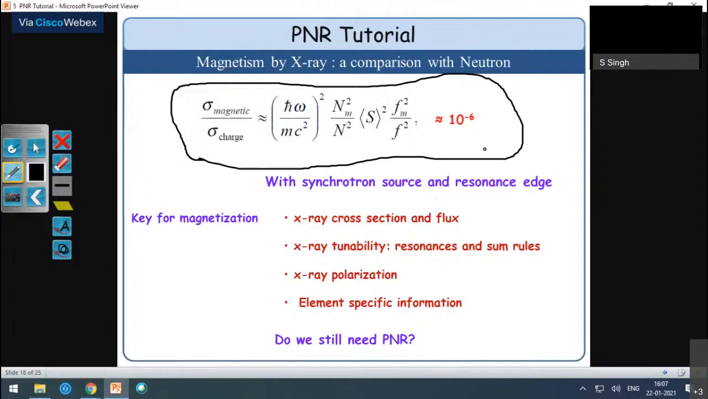But now, since we have a synchrotron, we have a high intensity X-ray source, and we have tunability; we can quickly go to another wavelength. We know each element has different resonances at different energies. If you sit at a particular resonance, we have a huge value of scattering. This parameter increases so much that we can get magnetic information from X-ray also. And we can tune the polarization. So these are quite handy things that have come up due to the synchrotron source. So the question is, do we still need PNR?